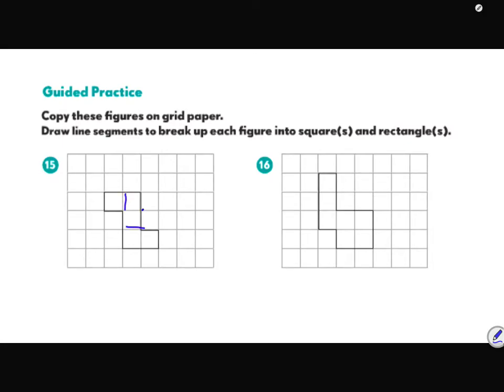Now I forget what I did. I could do a square, a rectangle, and a rectangle. This one over here, I could just draw one line, which makes it really easy. And I have a longer rectangle and then a square right there.